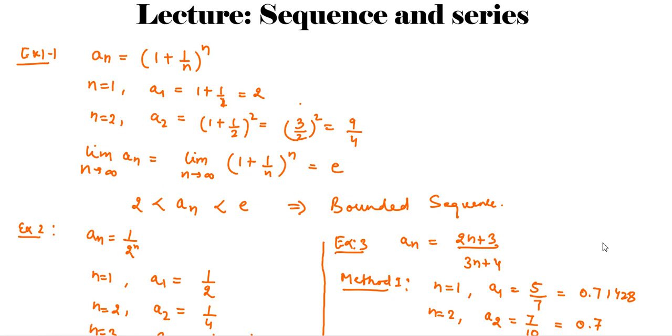हेलो स्टूडेंट्स, आज हम बाउंडेड एंड अनबाउंडेड सीक्वेंस के कुछ एग्जांपल्स डिस्कस करेंगे, ठीक है, which are different from the examples which we have discussed in the last lecture, that is lecture number 3.